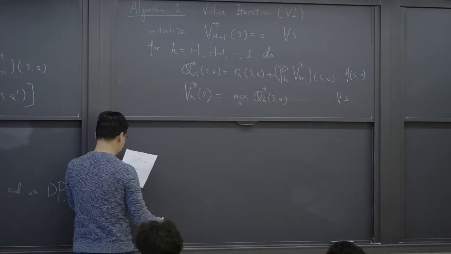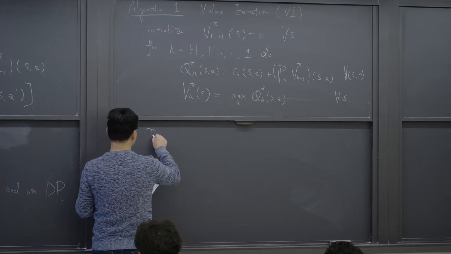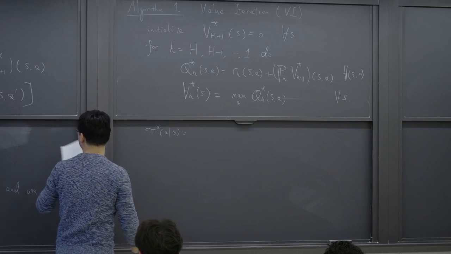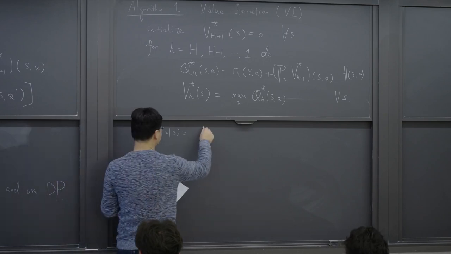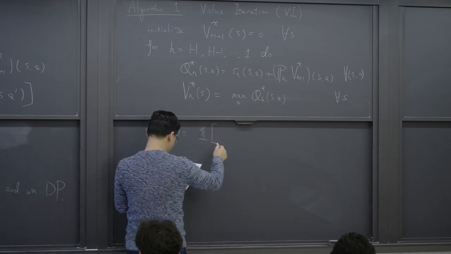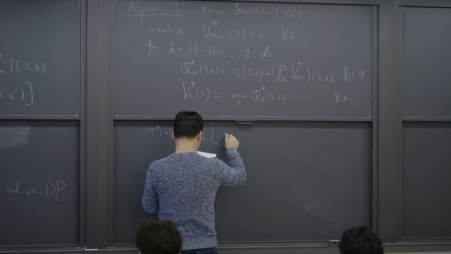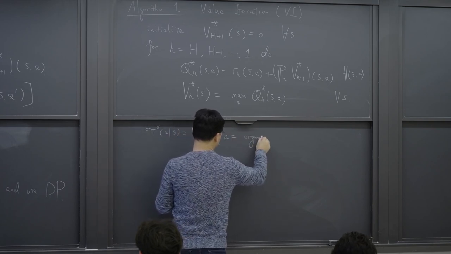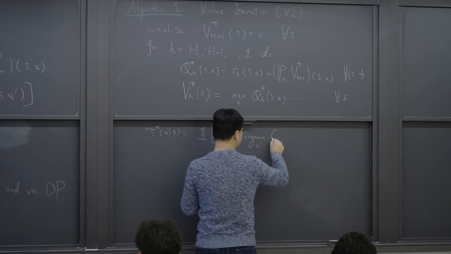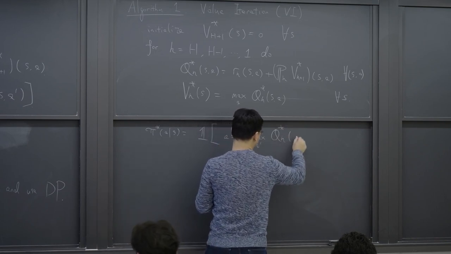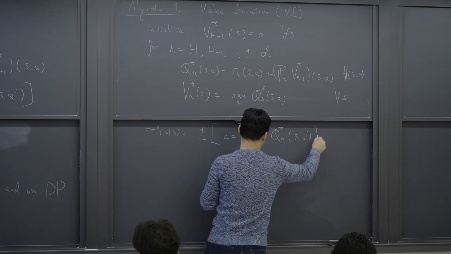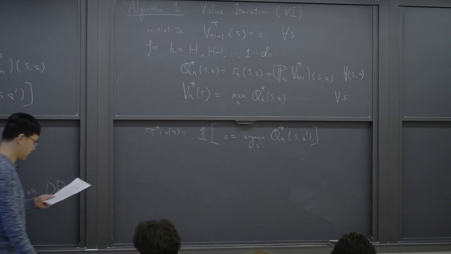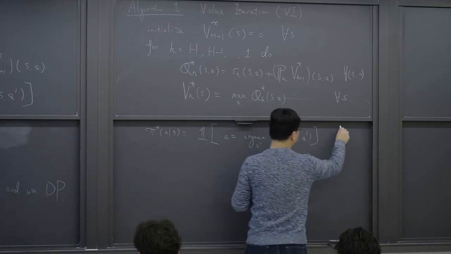And finally, we say the optimal policy is just what we wrote here. That is, the indicator of taking the argmax of the Q star value. This is for any H, S, A.